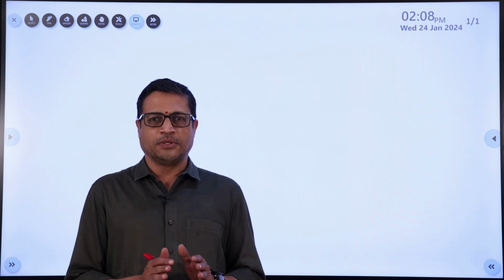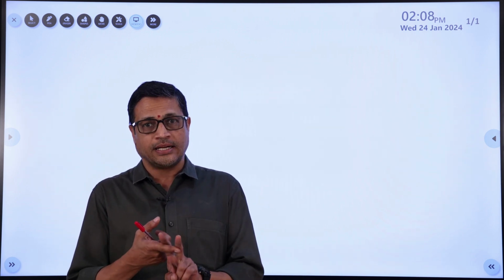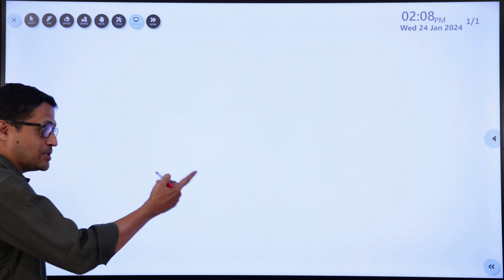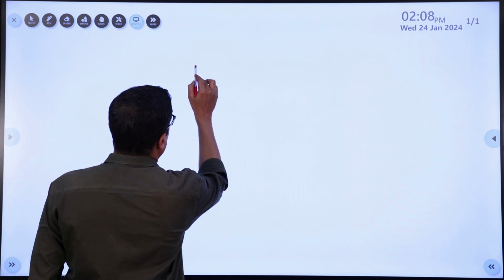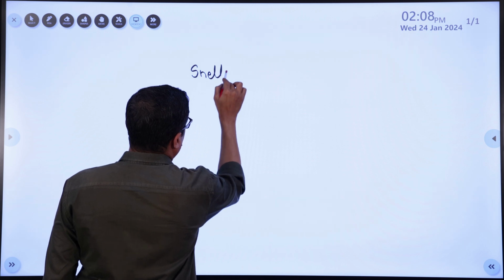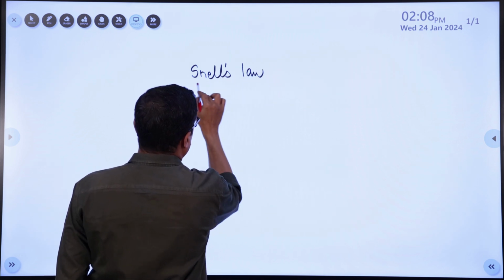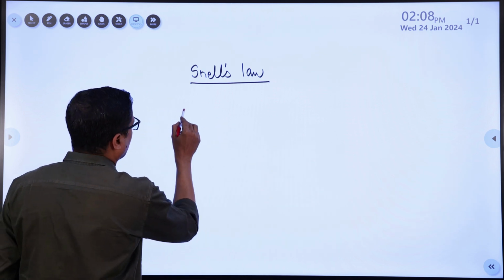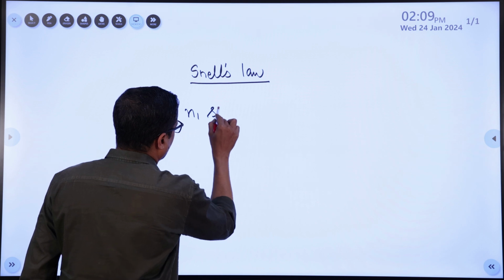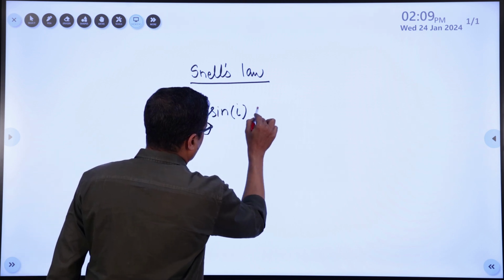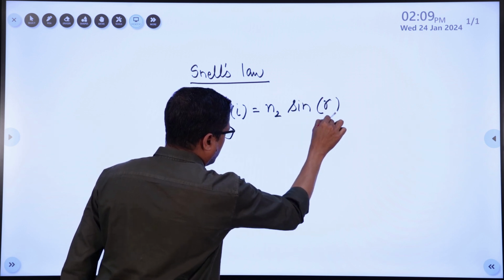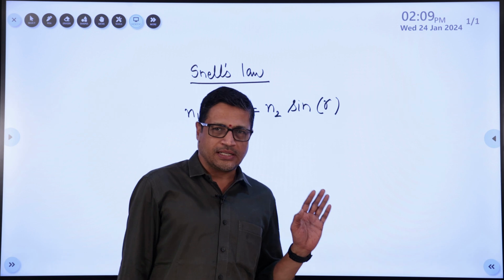So we have seen the phenomenon of refraction, and twice I had made the mention of the word called refractive index. Refractive index appears for the first time in Snell's law, and that was the heading of the simulation also. So let us write that here. Snell's law. In Snell's law, I'll just write the mathematical format. I will not write the entire statement. N1 sin I is equal to N2 sin R. I prefer this approach to write Snell's law.